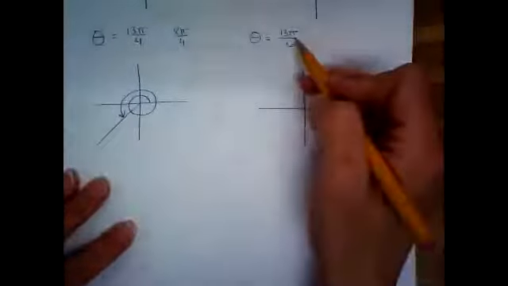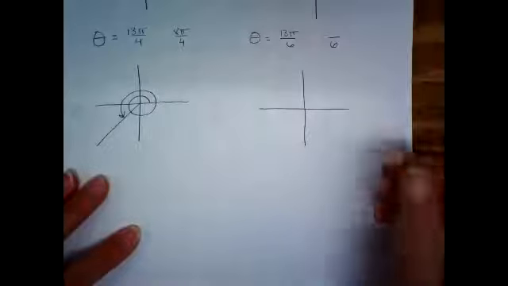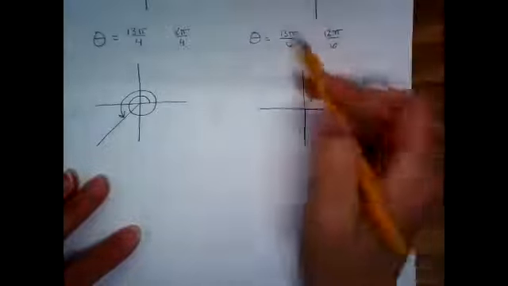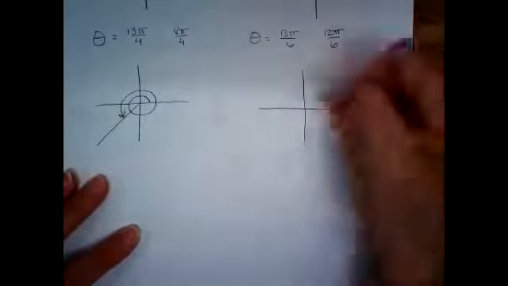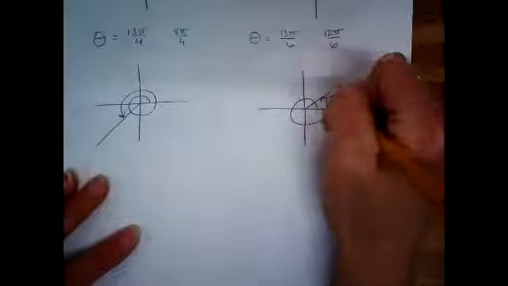Now, how about this one? Again, the whole way around is 2 pi. How many sixths is a whole 2 pi? 12 sixths. So if we went 13 sixths, we just went a little bit further. What quadrant does that put us in? Guys are getting it. It would look like that.